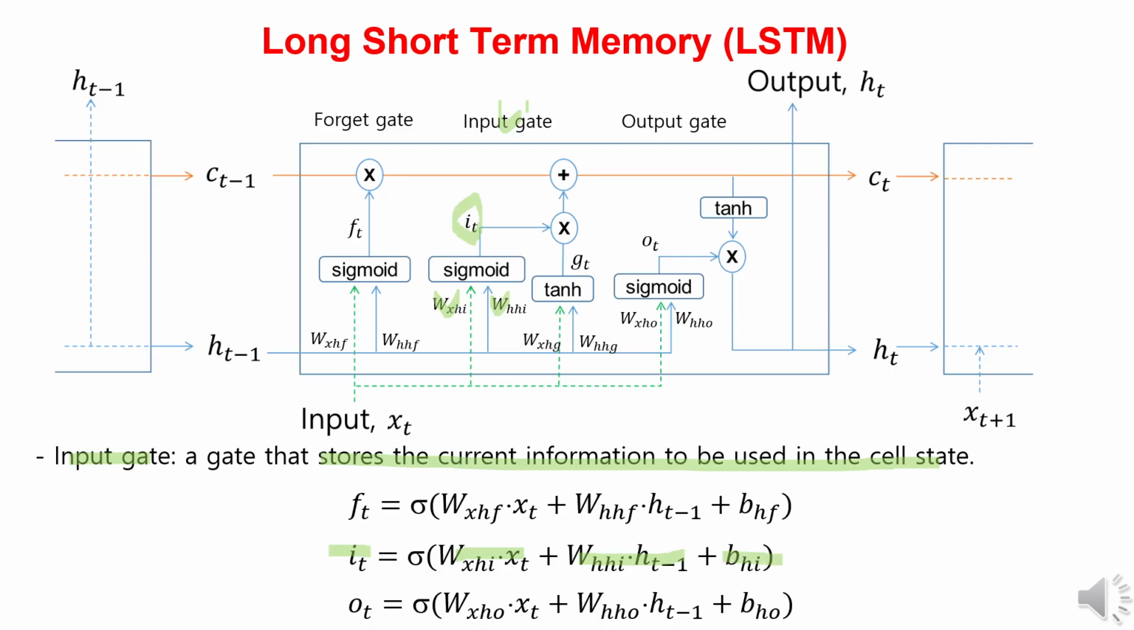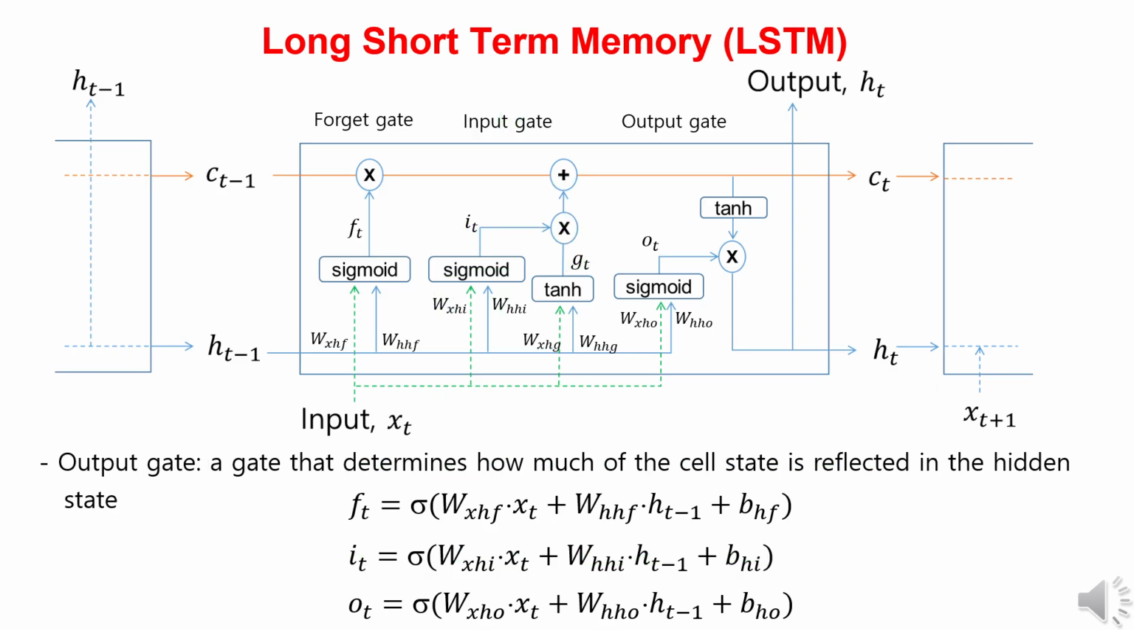The result is passed through a sigmoid function, producing a value between 0 and 1. This value, i_t, is then multiplied by the candidate cell state g_t to determine the new information to be stored in the cell state.